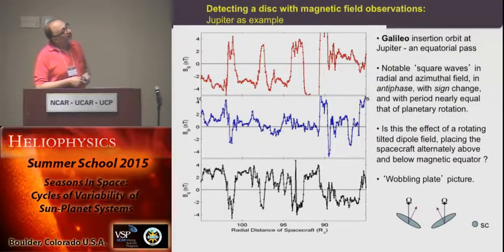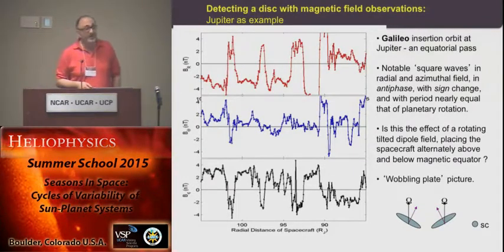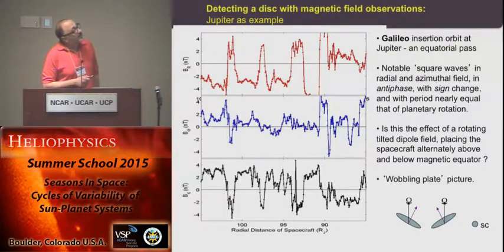A good starting point here is if we look at magnetic field data from the insertion orbit of Galileo at Jupiter. This is way back in September 95 or so, if memory serves. And the spacecraft remained very close to Jupiter's rotational equator throughout this pass. What we're seeing here in the panels is the radial, meridional, and azimuthal field components in the famous spherical polar coordinate system. And we see many things, but one of the obvious things that we see is that the radial and the azimuthal components are changing periodically.